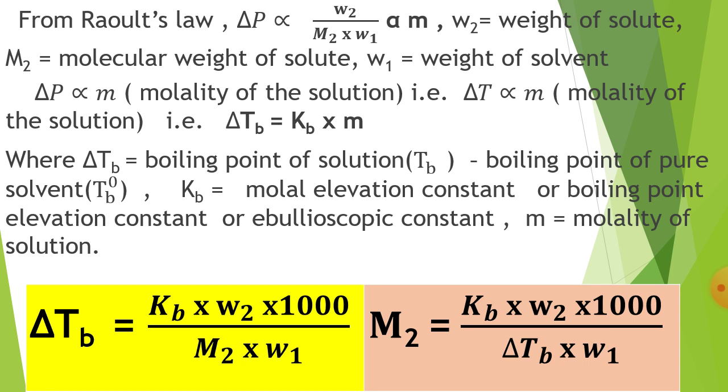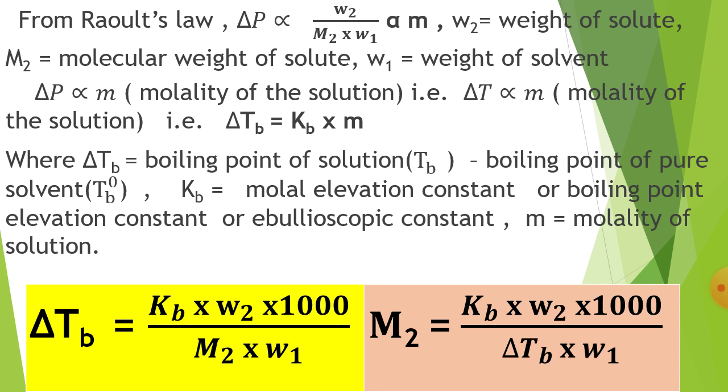M is equal to the molality of the solution. Molality is a temperature-independent quantity because it involves mass. So now we can write the formula and use it in the examinations. Derivation is not required; I explained it only to help you understand where this formula came from. You just have to learn this formula: Delta Tb equals Kb multiplied by W2 into 1000 divided by M2 into W1.